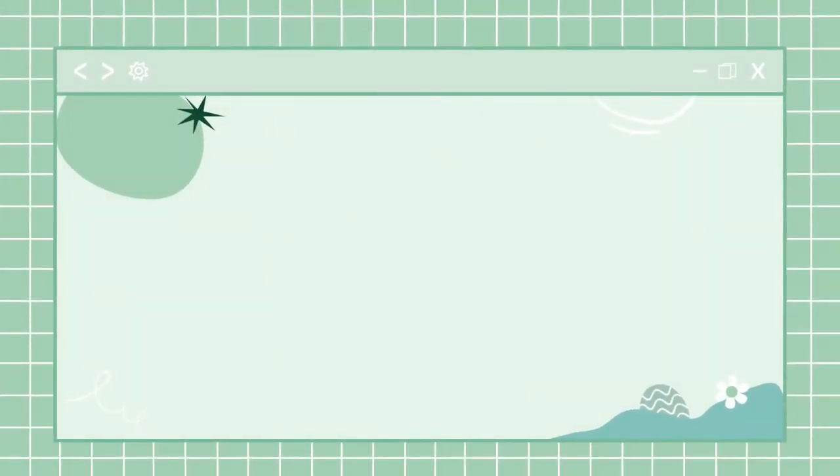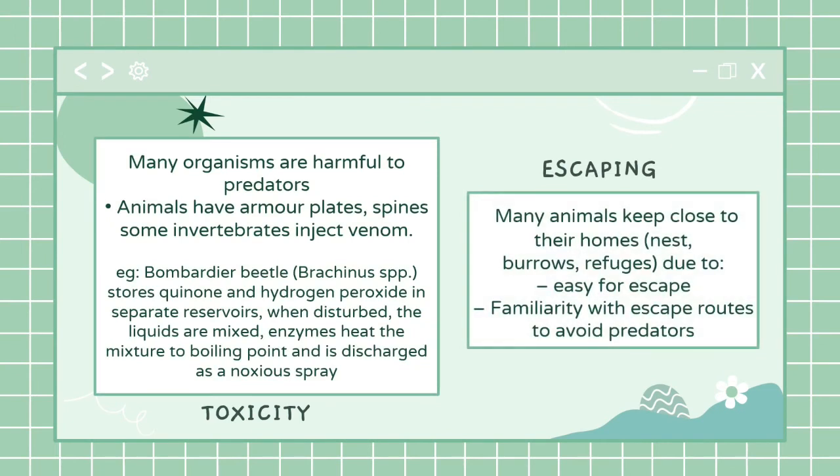Many organisms are harmful to predators. As for the bombardier beetles, they have a special way of defending themselves. Many animals keep close to their home, nests, burrows, and refuges because it is easier to escape and they are familiar with the escape route to avoid predators.